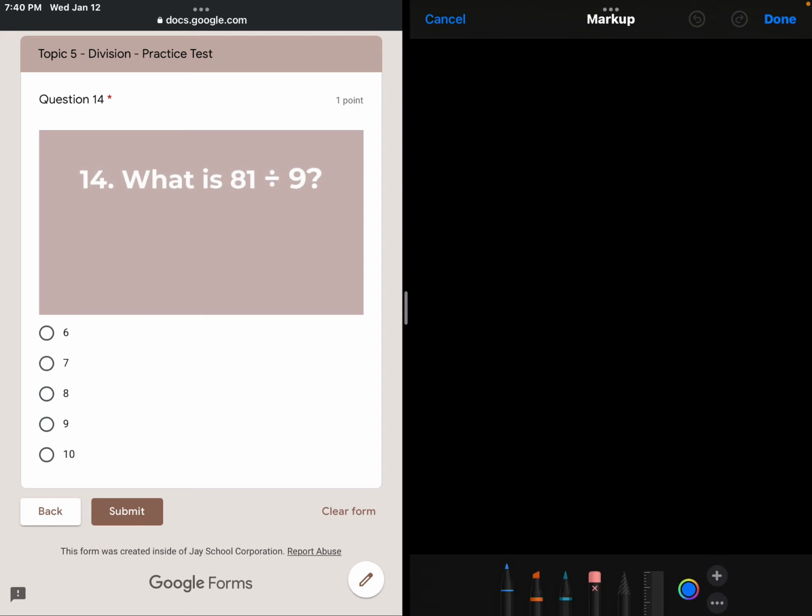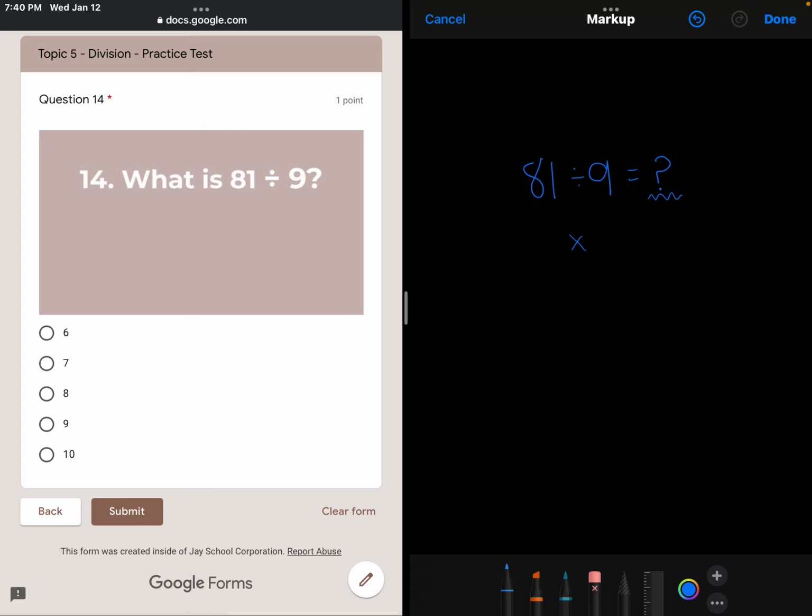It says, what is 81 divided by 9 equals some number? Now, find your fact families. Because you do not know this number yet, you can put a question mark. That's fine. Then you can solve that later. But let's go ahead and set this up in a way maybe we can solve it a little easier.